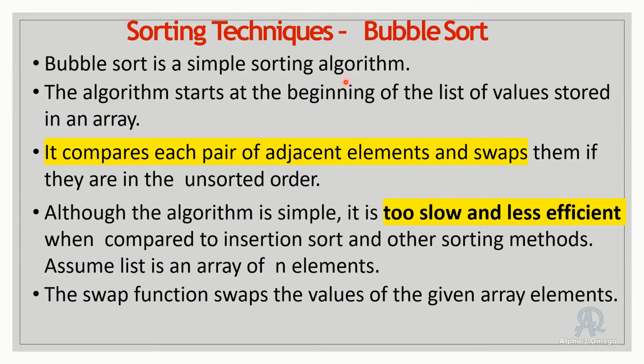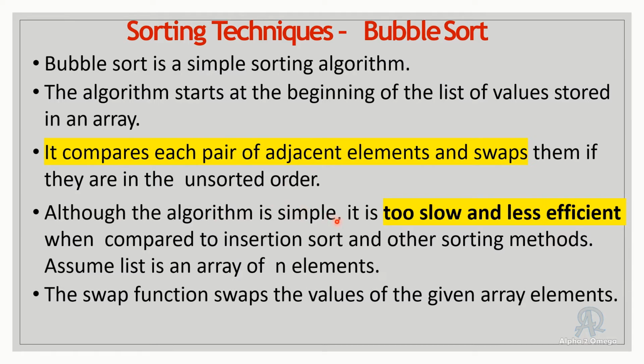Bubble sort? It is a simple sorting algorithm. The algorithm starts at the beginning of the list of values stored in an array. It compares each pair of adjacent elements and swaps them if they are in the unsorted order. So each pair will be compared and swapped accordingly.